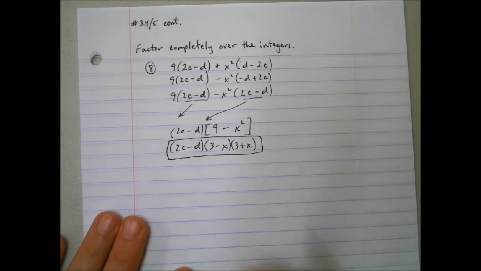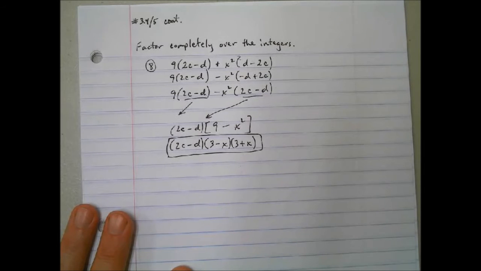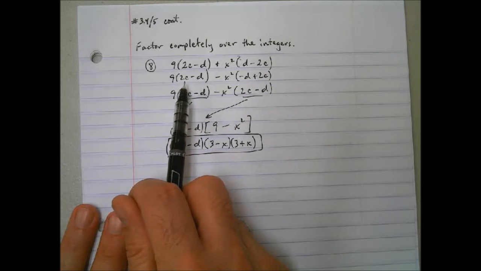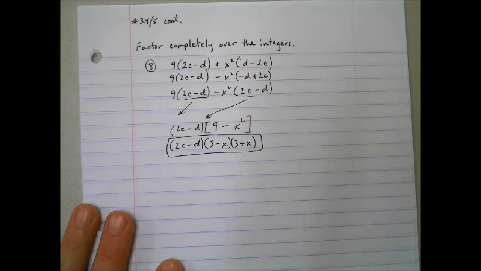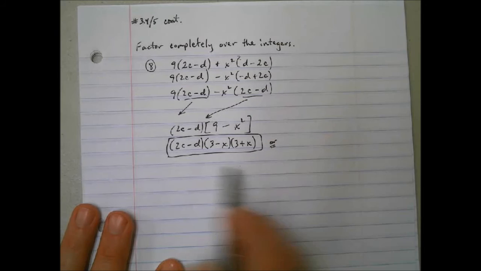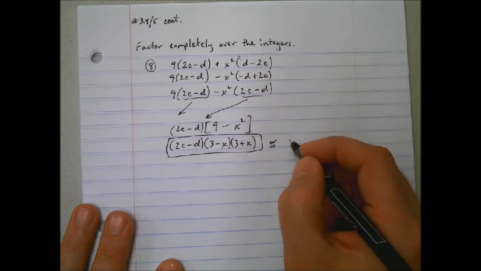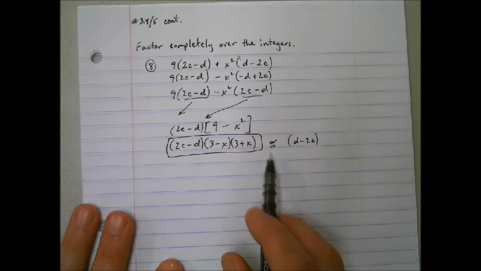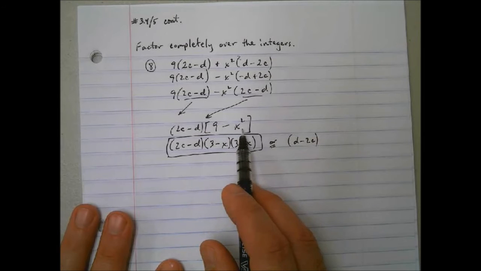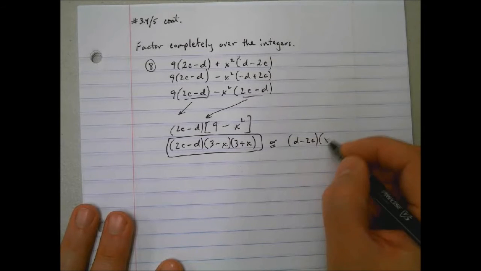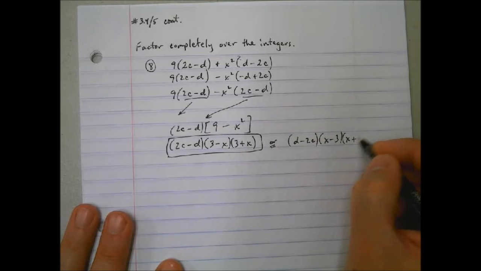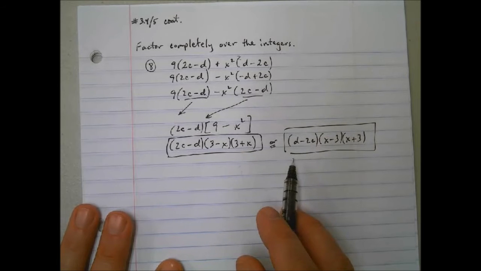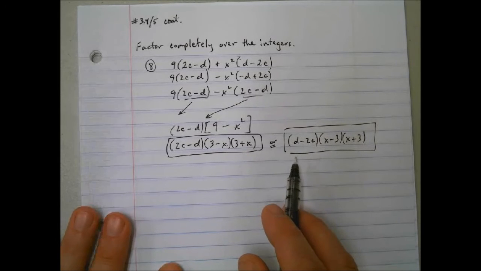Now, depending on how it was done, somebody else could have factored the negative out of the first one. And so another possible way for it to look, it could be d minus 2c. And if that was the case, it would have been x squared minus 9, which means we'd have x minus 3 times x plus 3. These are equivalent. Either one is correct.